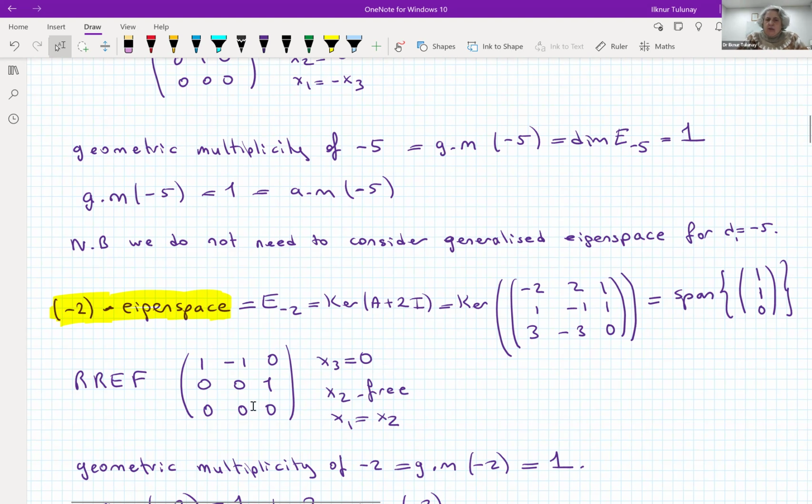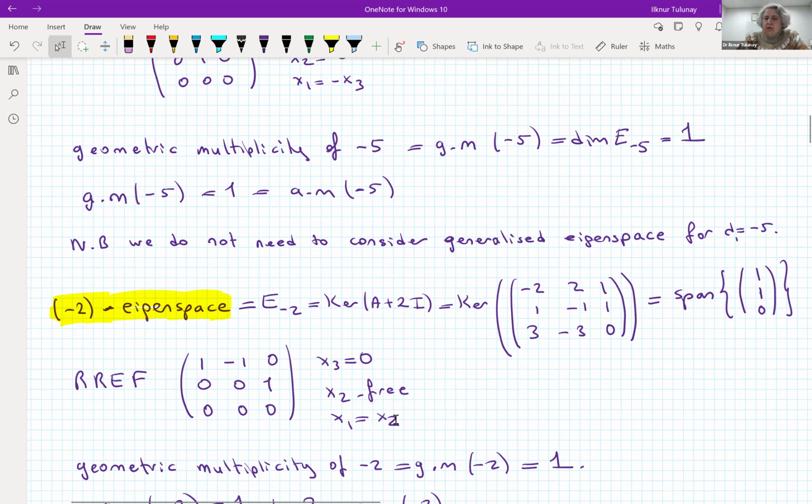So this row tells us that x3 is equal to 0. This is the leading coefficient of x1. This place is for the leading coefficient of x2, but this is 0. This is why we think that x2 is free. And the leading coefficient of x3 is 1, that will give us 0. I'm repeating myself, but I just wanted to emphasize. So the first row implies that x1 is equal to x2.